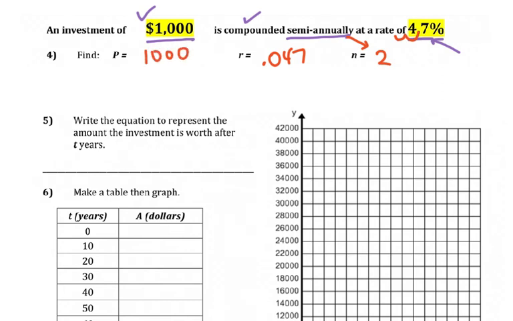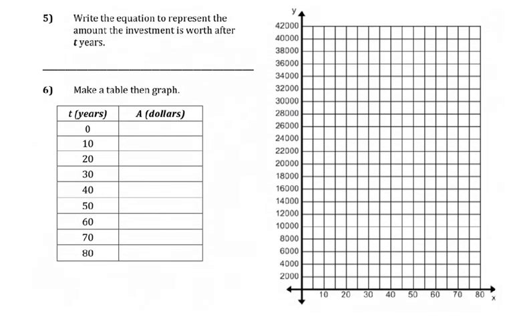1,000 is my principal. So what I want you to do now is I want you to pause the video. I want you to write the equation. I want you to fill in the table. You can round to the nearest dollar. I want you to make your graph. Don't forget to label your X and Y axis. And then I want you to turn the video back on and check and see how you did.